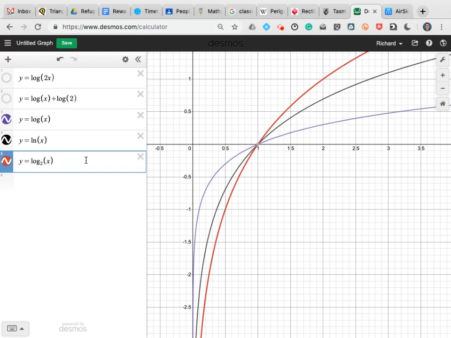Right, so Ambrosia asked, why do they all go through 1? So I'm going to go back to Air Sketch. And if I was sketching this for real, good morning, Ansel, rather than just looking at Desmos, let's have a quick look at what we would do. First of all, I'll just go for y equals log base a of x.